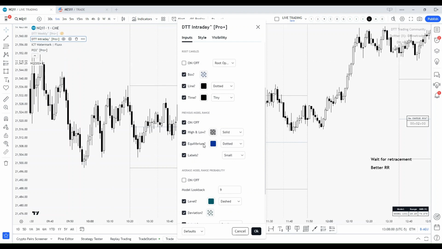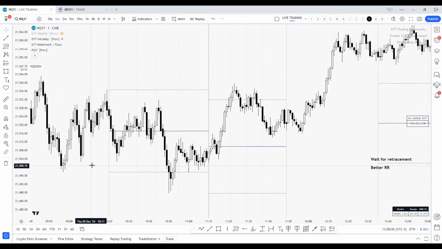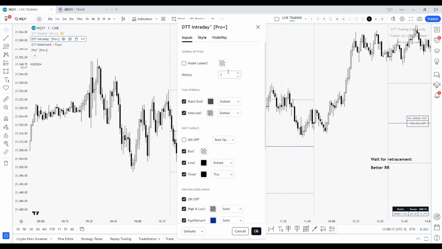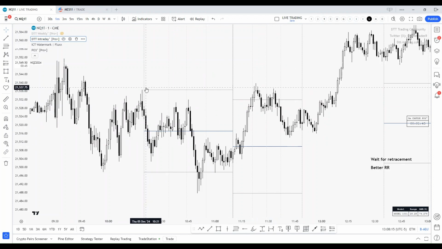Highs and lows in equilibrium. We'll make this solid just so it's easier to see. This will be discount and premium of the previous model. What I mean by that is, this black line over here is the high of the previous model, this black line down here is the low of the previous model, and this blue line is 50% of that.